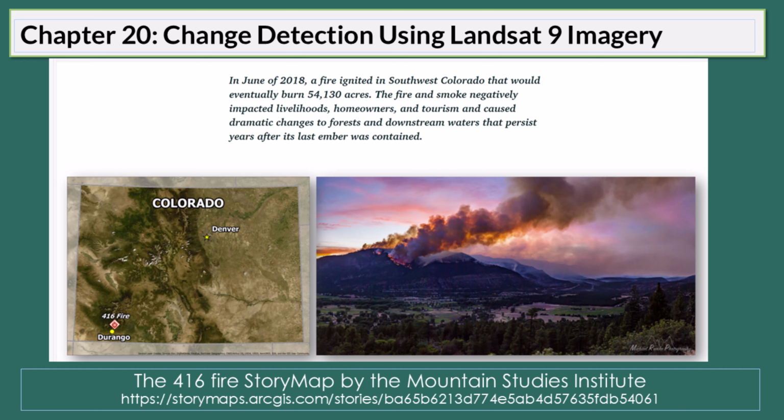Here's our scenario. On June 1, 2018, a fire started in the San Juan National Forest of southwest Colorado. This fire was named the 416 fire. As of June 21, 2018, the fire had destroyed over 34,000 acres of forest and was only 35% contained.